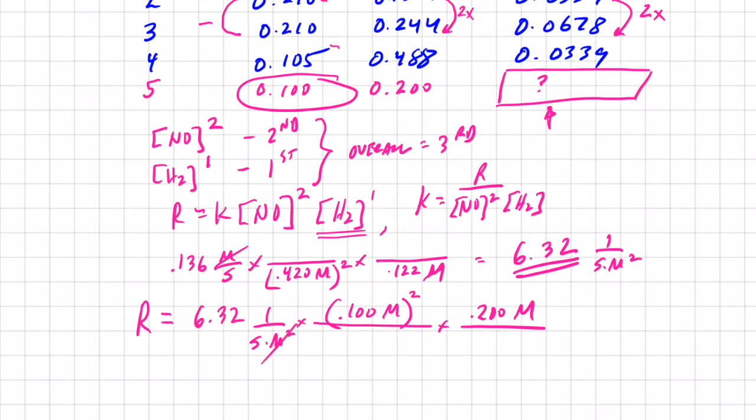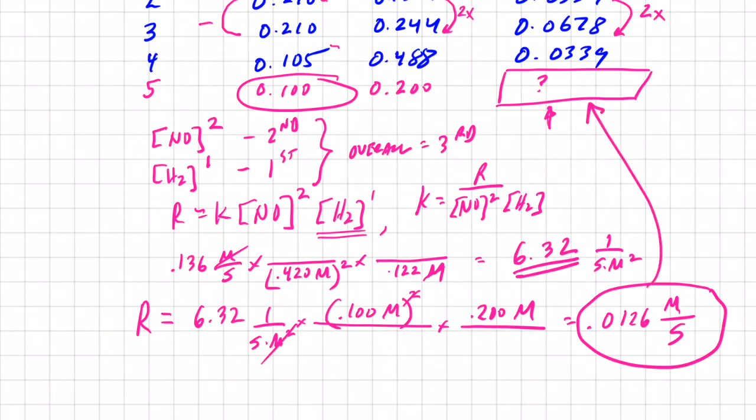So it looks like those molarity units squared cancel out, and I have molarity units per second as my unit, which is perfect because that is a rate unit. So let's do the math and we'll see what we get. 6.32 times 0.1, and we're going to square that, kiddos, and times 0.2. And if you did it right, you get 0.0126 molarity units per second during that fifth experiment.